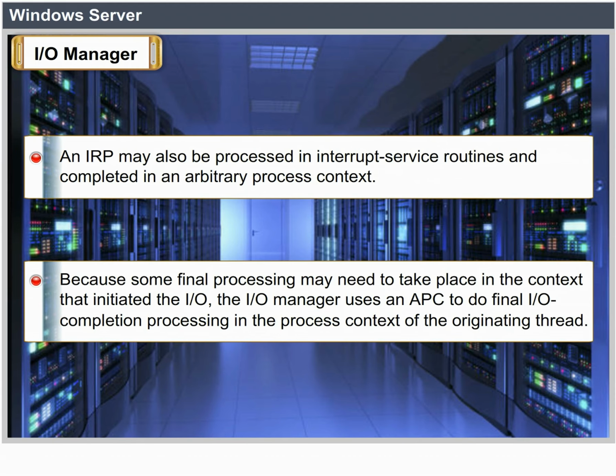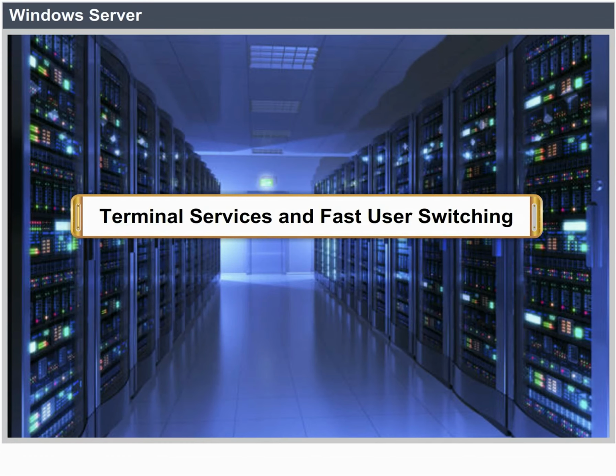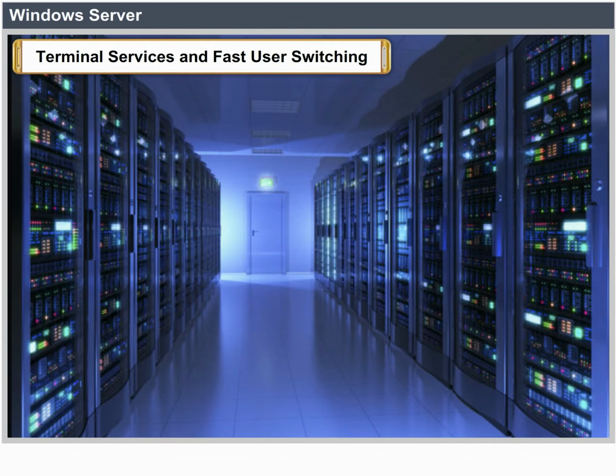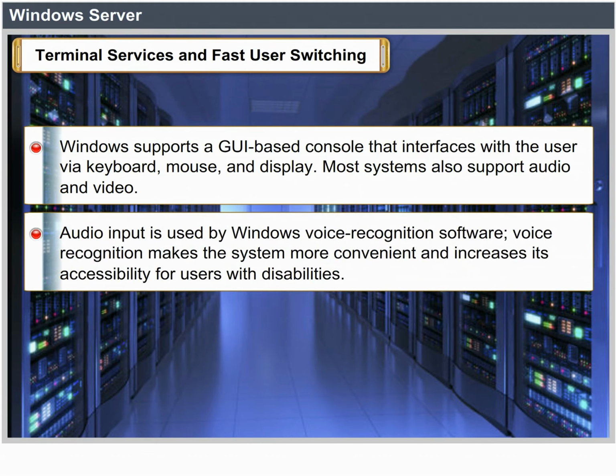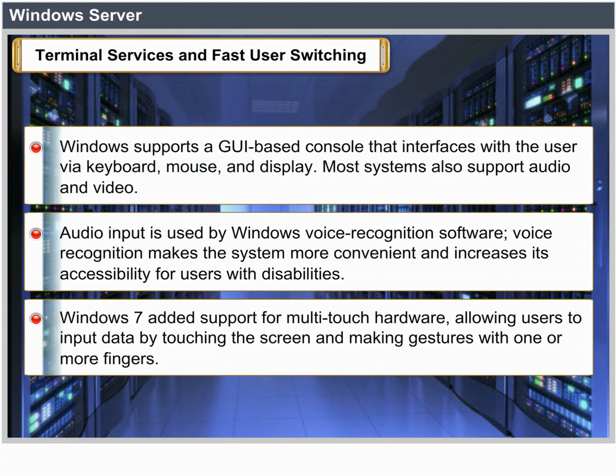Terminal services and fast user switching. Windows supports a GUI-based console that interfaces with the user via keyboard, mouse, and display. Most systems also support audio and video. Audio input is used by Windows voice recognition software. Voice recognition makes the system more convenient and increases its accessibility for users with disabilities. Windows 7 added support for multi-touch hardware, allowing users to input data by touching the screen and making gestures with one or more fingers.